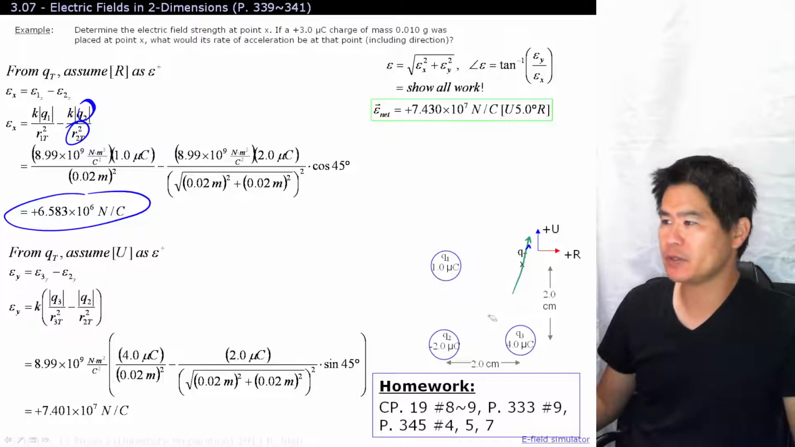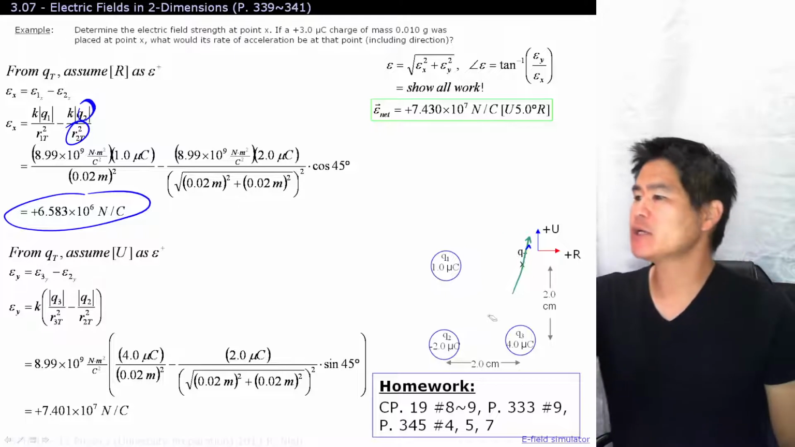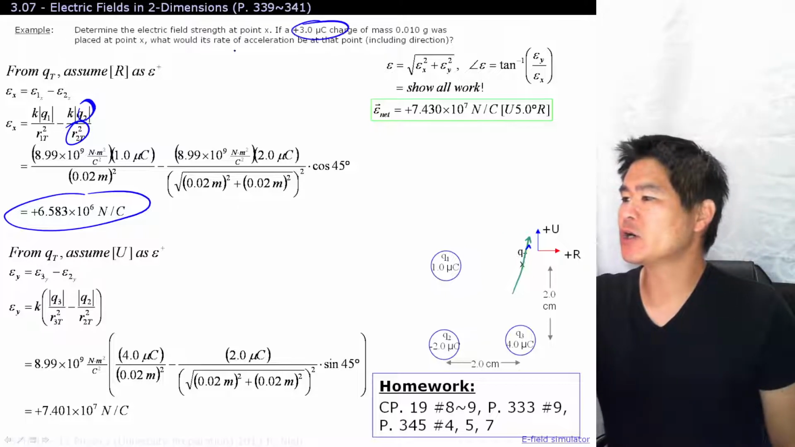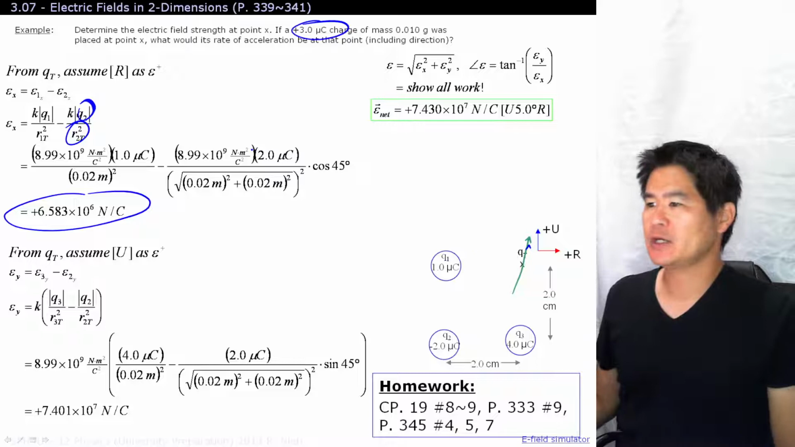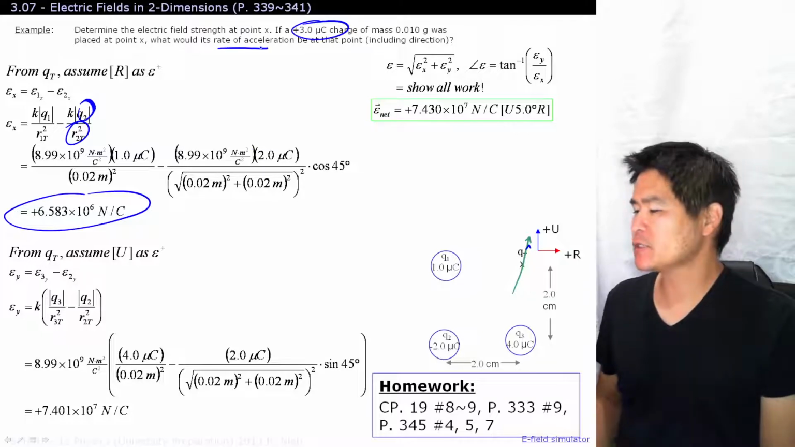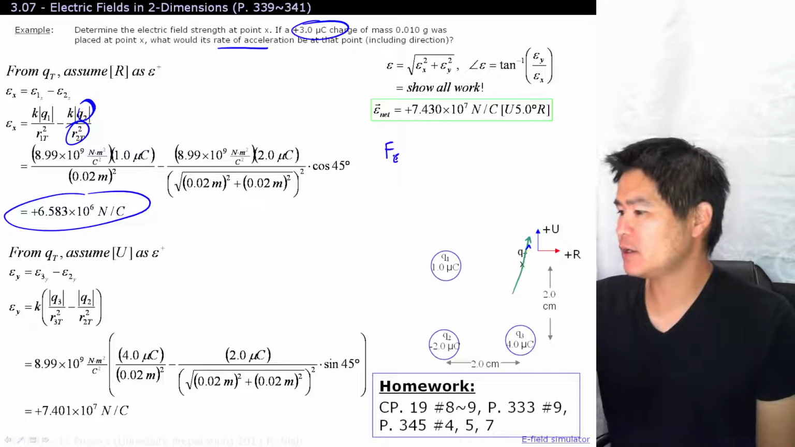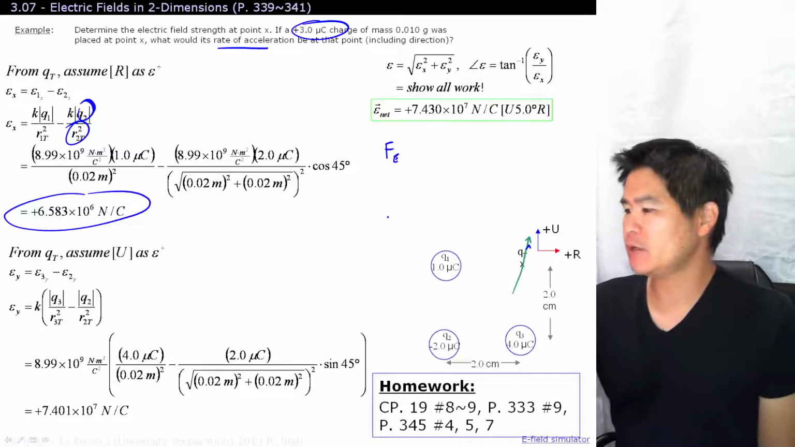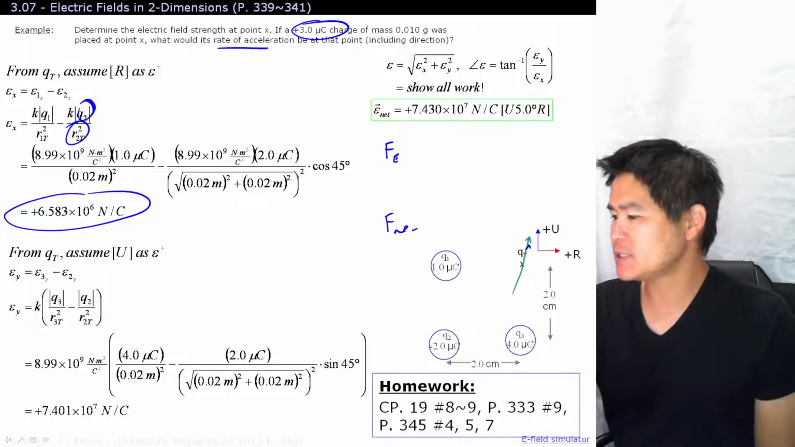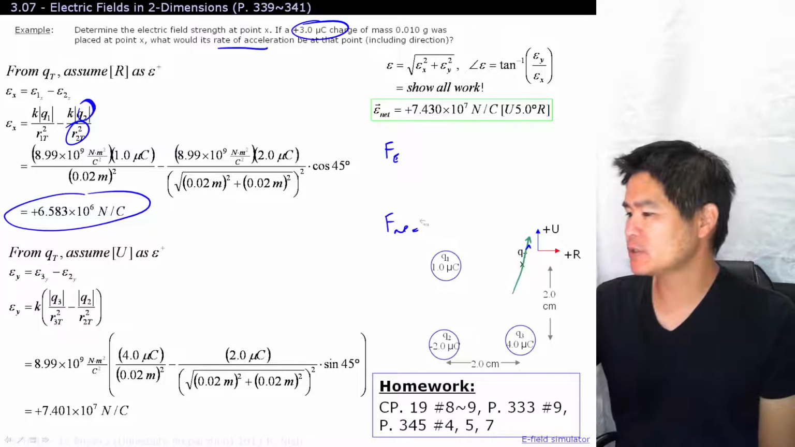So we answered the first part, which is, what is the corresponding E field at that test point. And number 2 is, what if we decide to drop a charge right at that test point? How quickly will it accelerate? So the next part is finding out the force of the charge acting on it. And we know that F net is equal to ma. And that's how we can find out the acceleration afterwards.